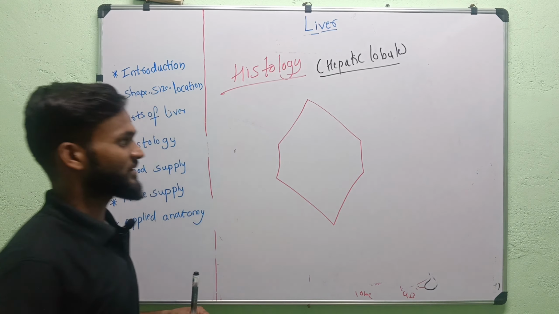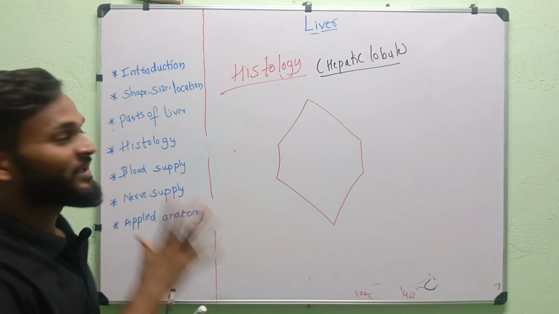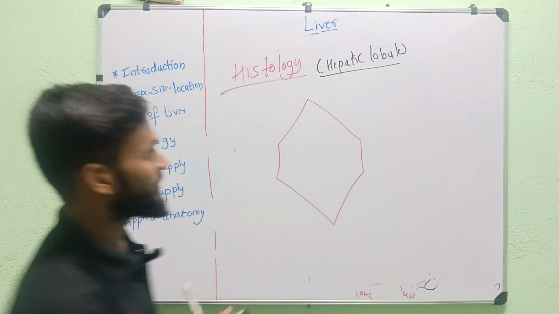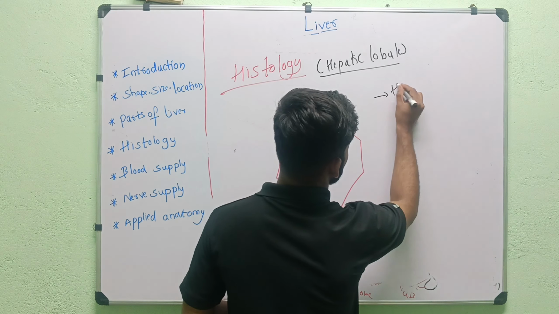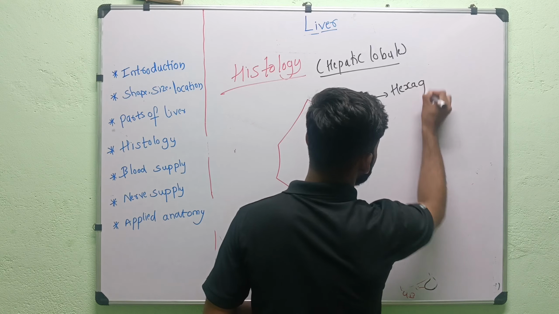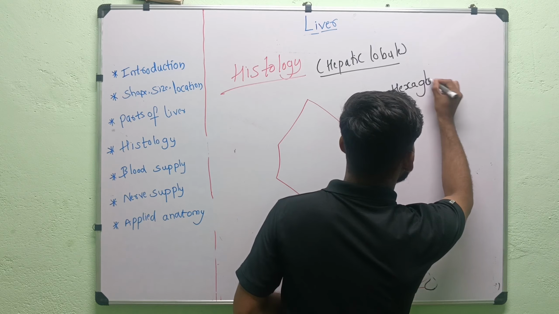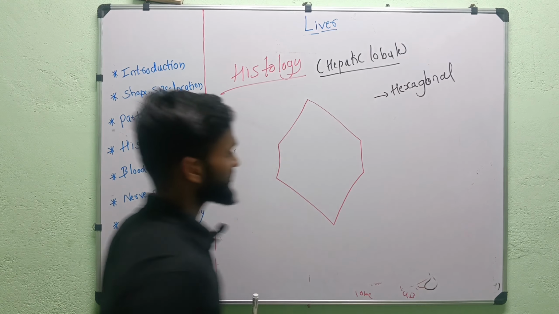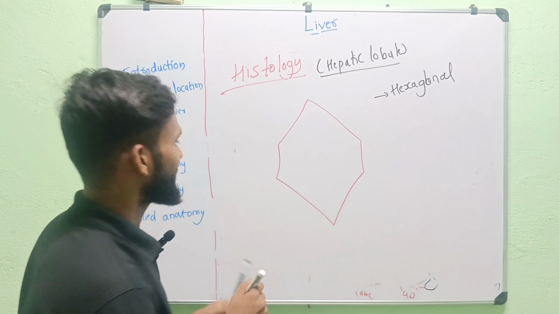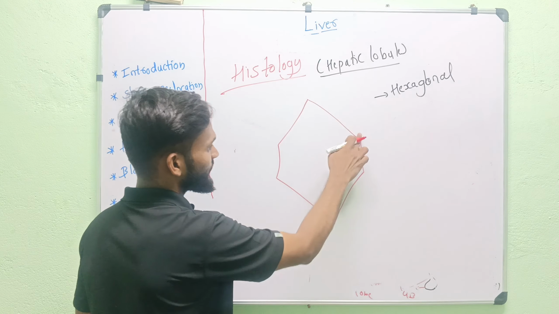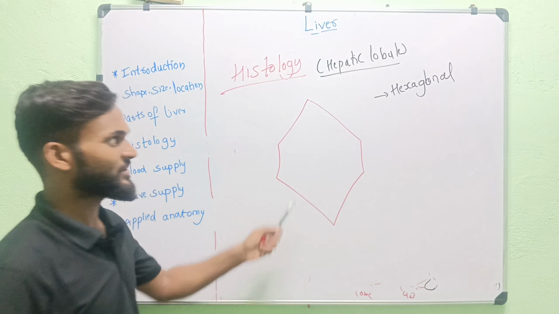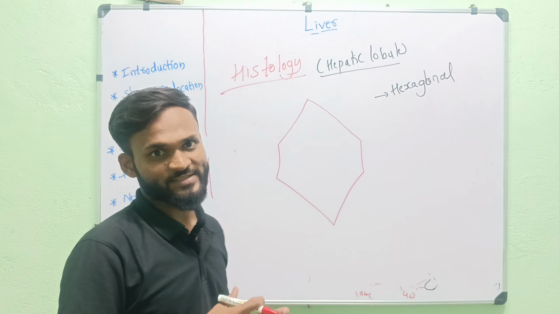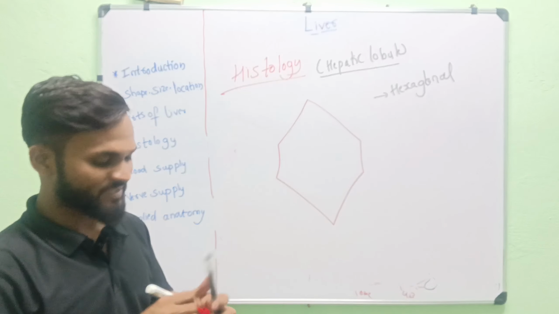This is the structure of your hepatic lobule. It is a hexagonal structure. Hexa means 6, so hexagonal means it has 6 edges: 1, 2, 3, 4, 5, 6 edges. That's why it is known as hexagonal.